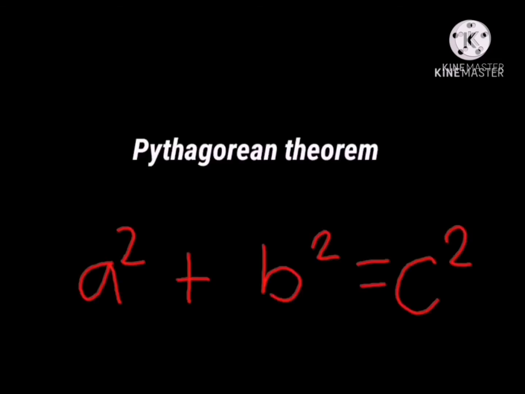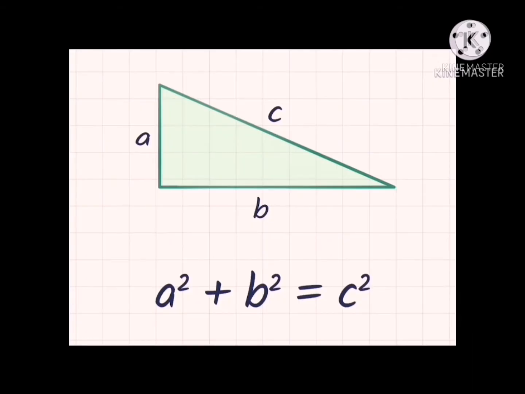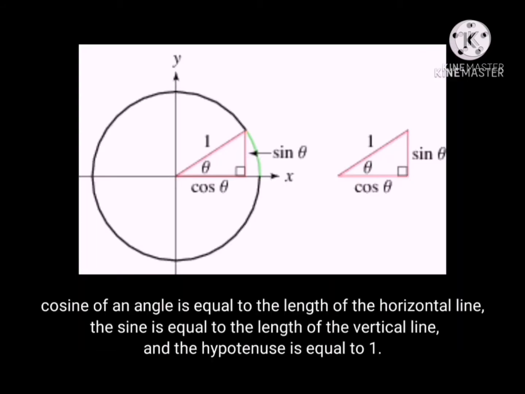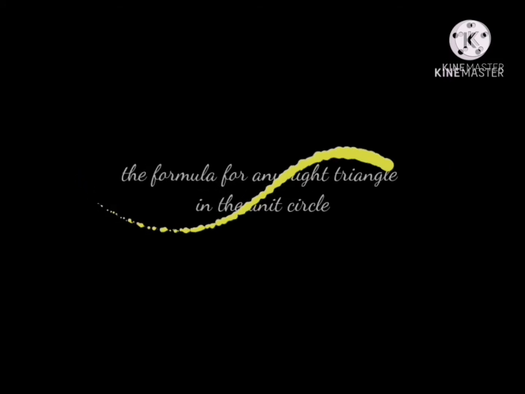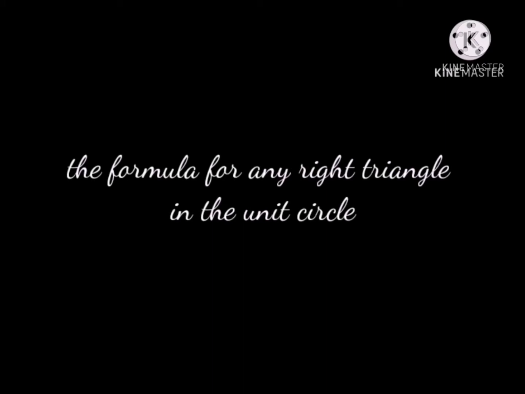Why is all of this important? Remember that you can solve for the lengths of the sides of a triangle using the Pythagorean theorem, or a squared plus b squared is equal to c squared, in which a and b are the lengths of the sides of the triangle and c is the length of the hypotenuse. We know that the cosine of an angle is equal to the length of the horizontal line, the sine is equal to the length of the vertical line, and the hypotenuse is equal to 1. Therefore, we can say that the formula for any right triangle in the unit circle is as follows.